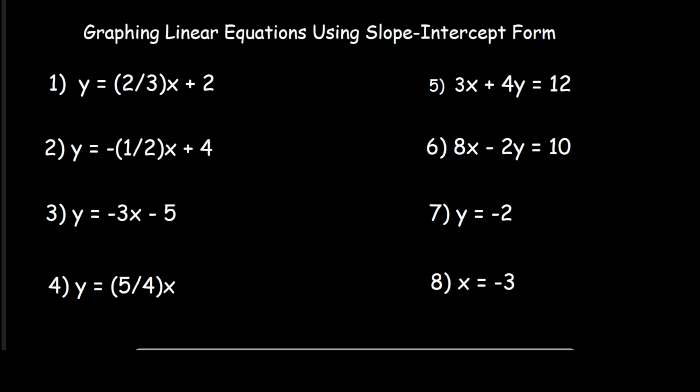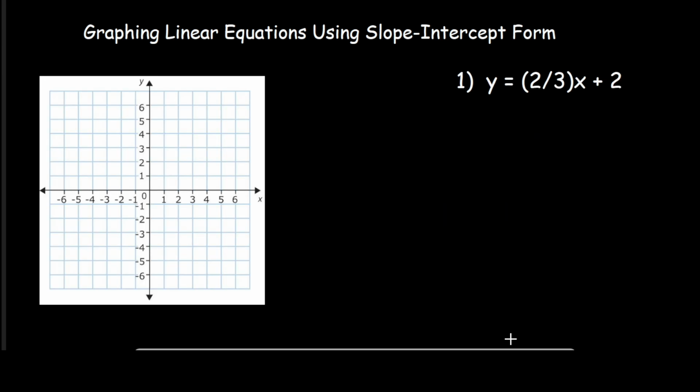no y-intercept at all. So moving to our first problem, which is y equals 2 over 3x plus 2. So let's compare this equation with y equals mx plus b. If we compare both these two equations, it will give us m equal 2 over 3 and b equal 2, which is the y-intercept.